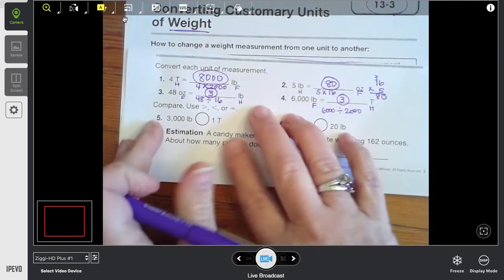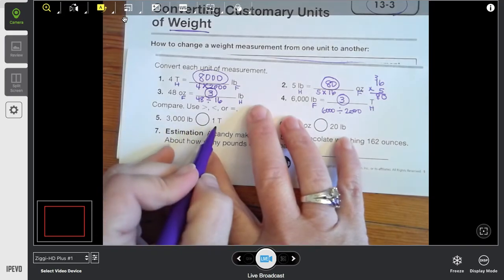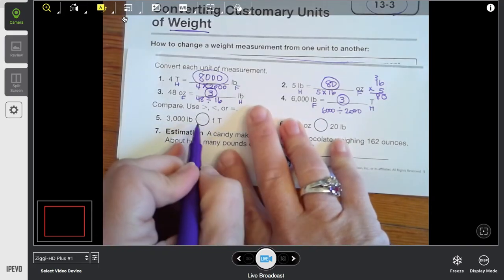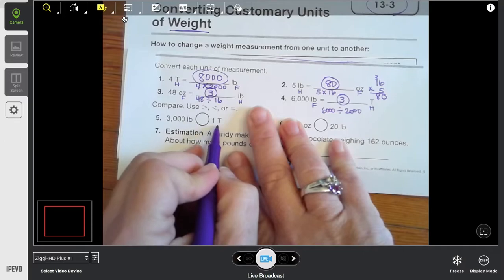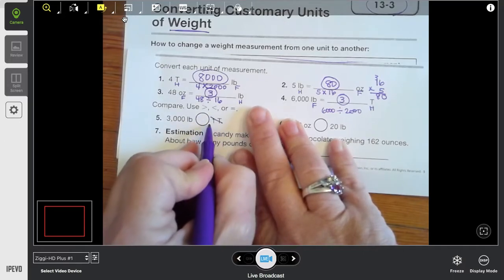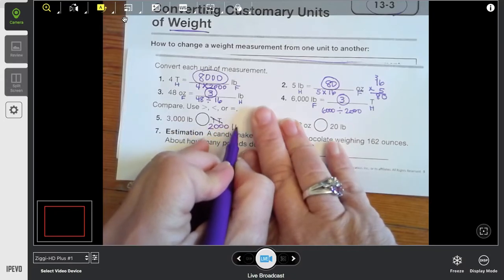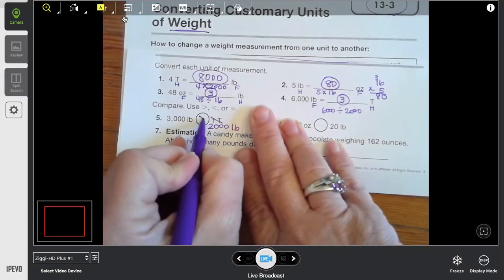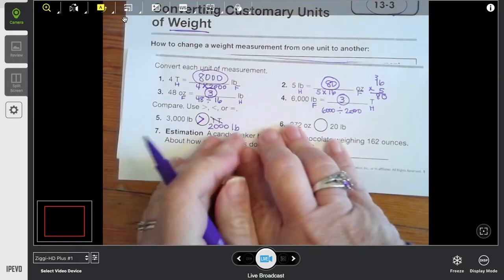When we're going to compare them, you just have to pick one or the other to transfer and convert into the other. So if I have 3,000 pounds or 1 ton, well, I know there's 2,000 pounds in 1 ton, so 1 ton is the same thing as 2,000 pounds, which means 3,000 is larger.